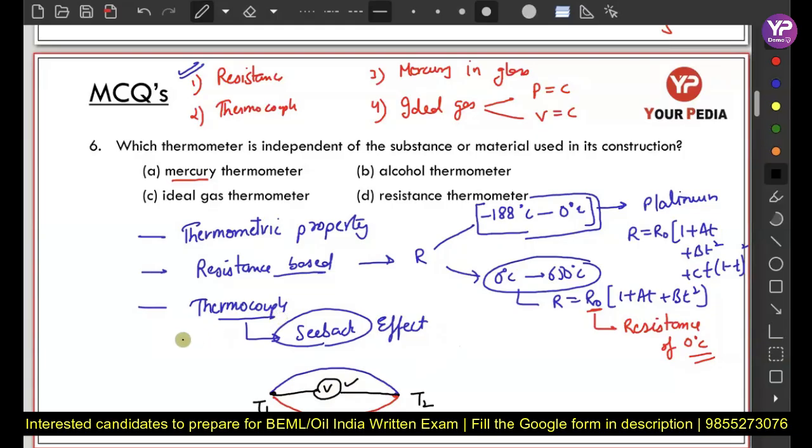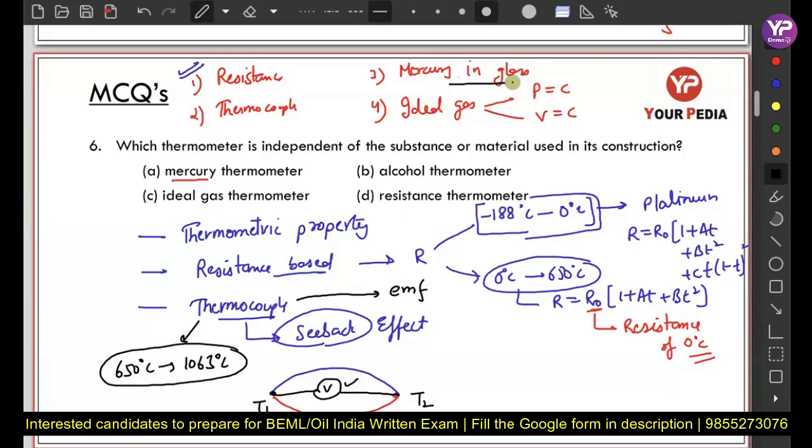And what is the temperature range here? The temperature range lies from 650 degrees Celsius to 1063 degrees Celsius. From 650 to the gold point, the thermocouple is generally used because high temperature is required to create an EMF. Resistance here, EMF voltage here. And the next thing is, what is the thermometric property? The thermometric property is the EMF here.